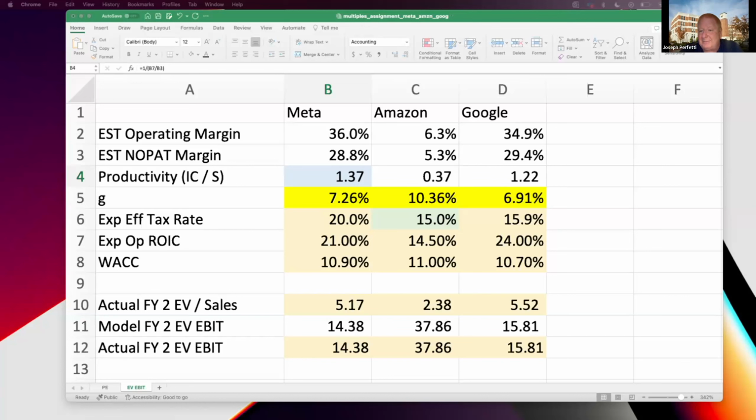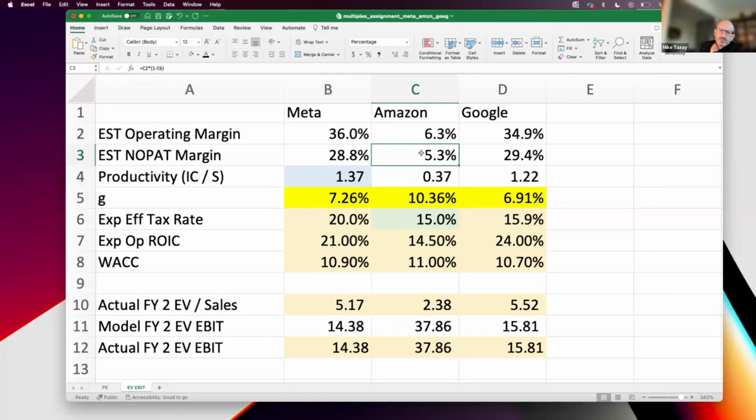They both sell $1. How much profit are they going to make? It costs Amazon 37 cents to make $1. It costs Meta $1.37 to make $1. I'm saying this is a different question. They both have $1 of sales. How much cash is Amazon going to generate? They're going to have 95 cents of cost. They're going to have 5 cents of cash. That's their gross cash flow.